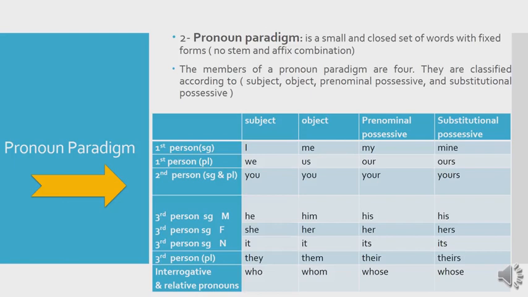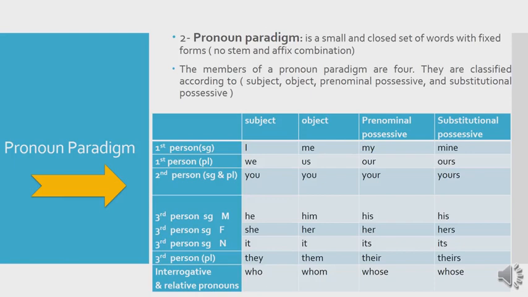Within the pronoun paradigm, we have fixed members, we have fixed pronouns because we have a small number of pronouns in the English language. These pronouns are classified according to the person. We have first person pronouns, we have second person pronouns, and we have third person pronouns. And within each person we have singular and plural. We have male, female, and neutral within the third person. So we distinguish each type of pronoun according to the person, the number, and the gender of each pronoun.